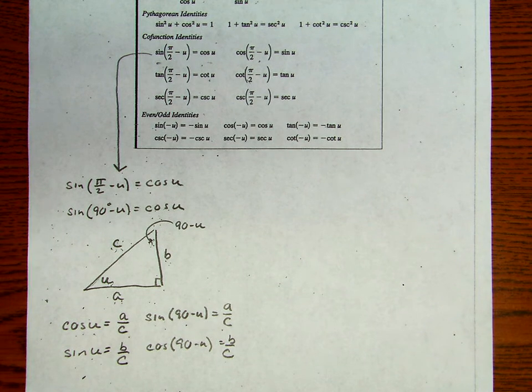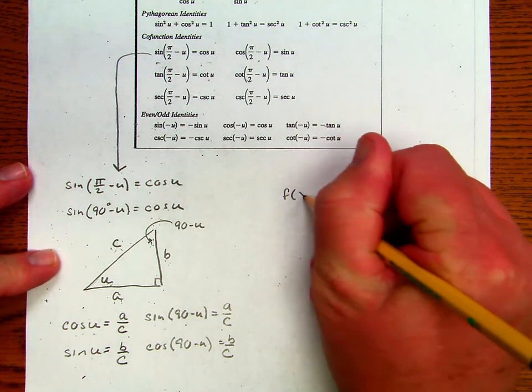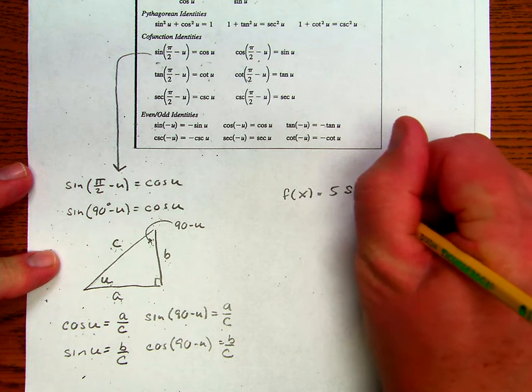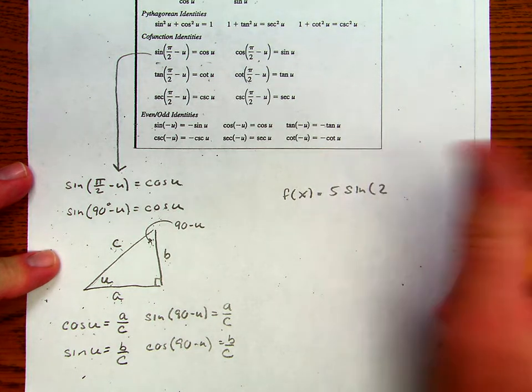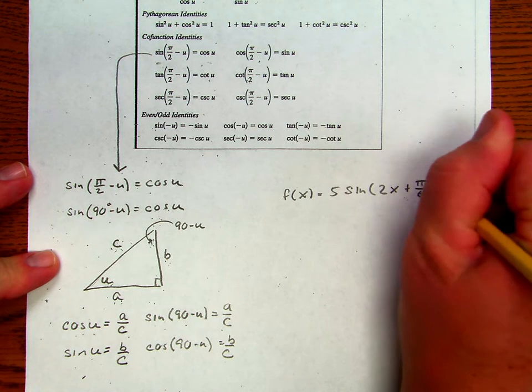All right, a little bit more of a sophisticated way of looking at it would be in terms of rewriting equations for graphing purposes. So I'm just going to make up a random graph here, a random function. So f of x is equal to 5 sine of 2x plus pi over 6.